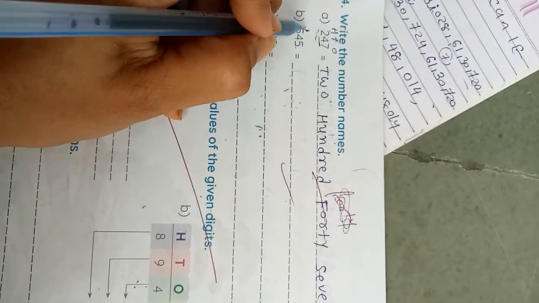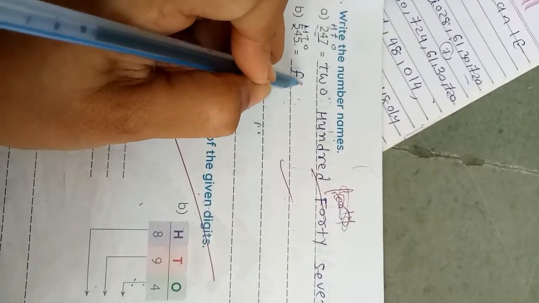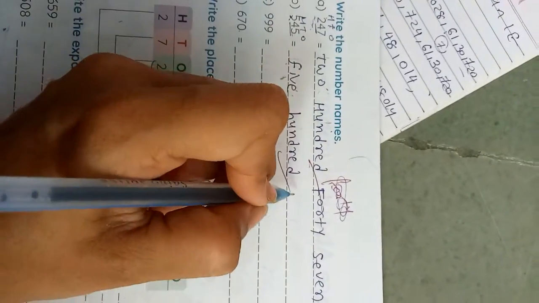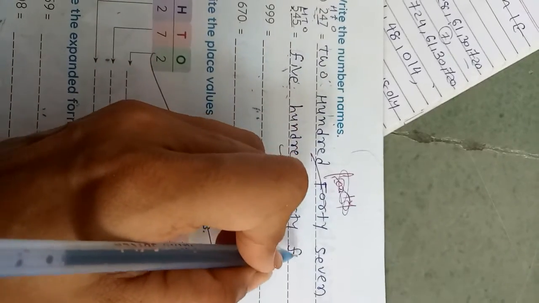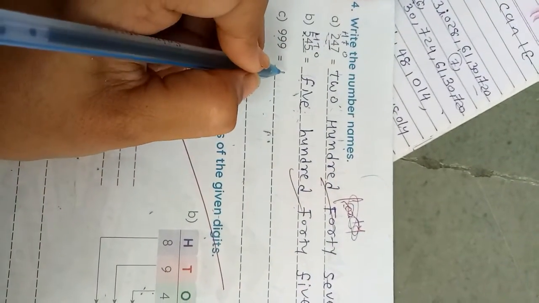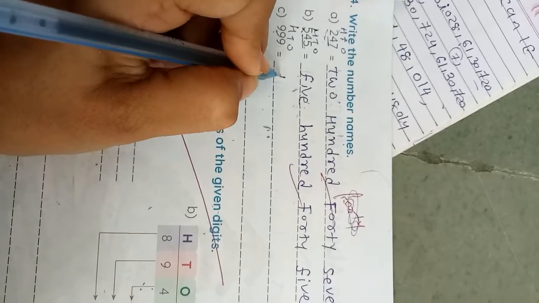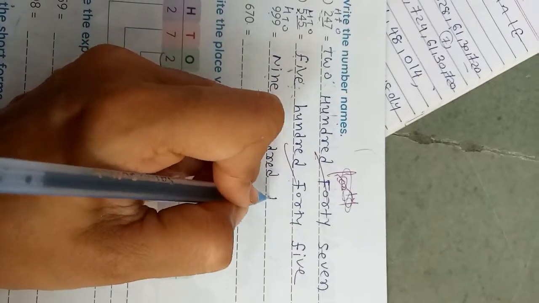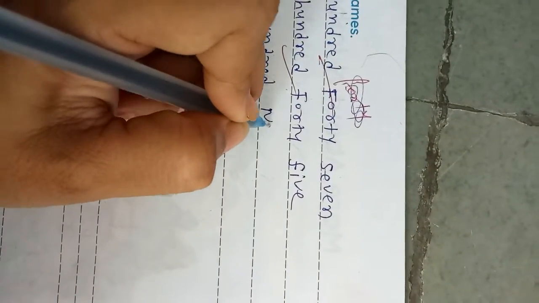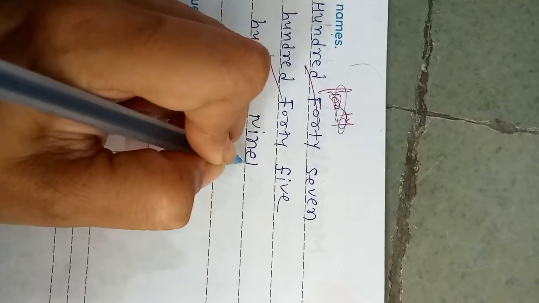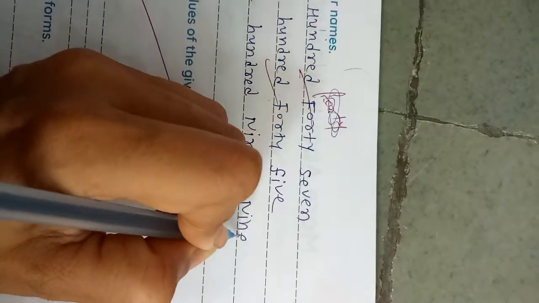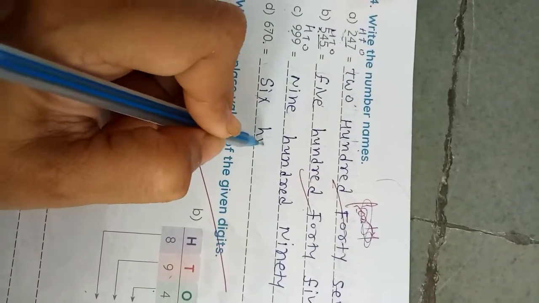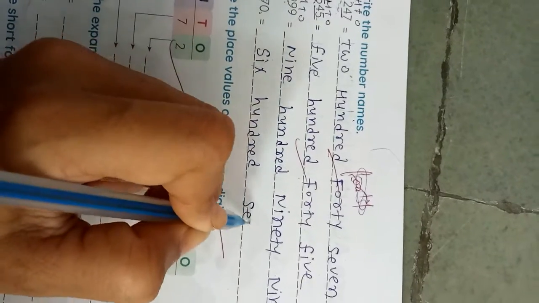Now here 5 at the hundreds place, so 500. Combine these tens and ones. 45. Here 9 at the hundreds place, so 900. Ninety-nine. Here 6 at the hundreds place, so 600. 670.